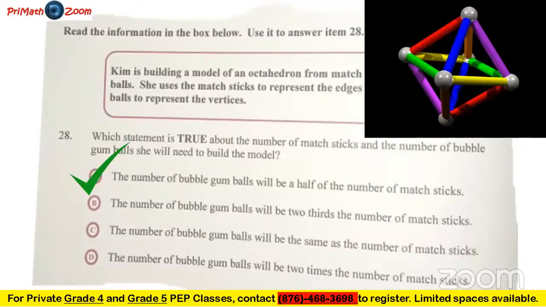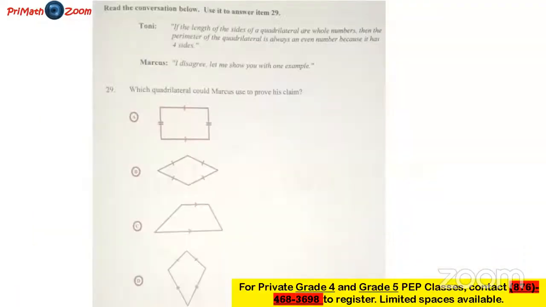All right, let's go to number 29. Read the conversation below. Use it to answer item 29. If the length of the sides of a quadrilateral are whole numbers, then the perimeter of the quadrilateral is also an even number because it has 4 sides. Marcus disagrees and says, let me show you with one example. Which quadrilateral could Marcus use to prove his claim?